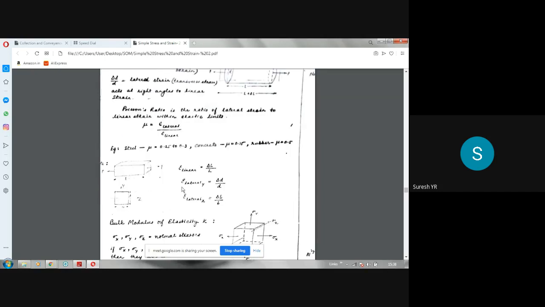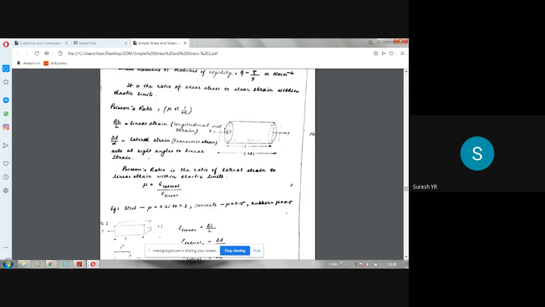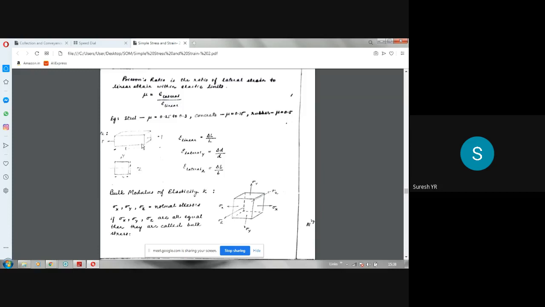Now, another figure I have taken here. This is a circular bar. In the case of a circular rod, diameter becomes the lateral dimension. Whereas in the case of a rectangular bar, there will be two lateral dimensions: one is width, another is thickness or depth. L is the length, B is the width, D is the depth. If I take the x direction as length direction, y direction as depth direction, and z direction as width direction, then you will have two lateral strains here.